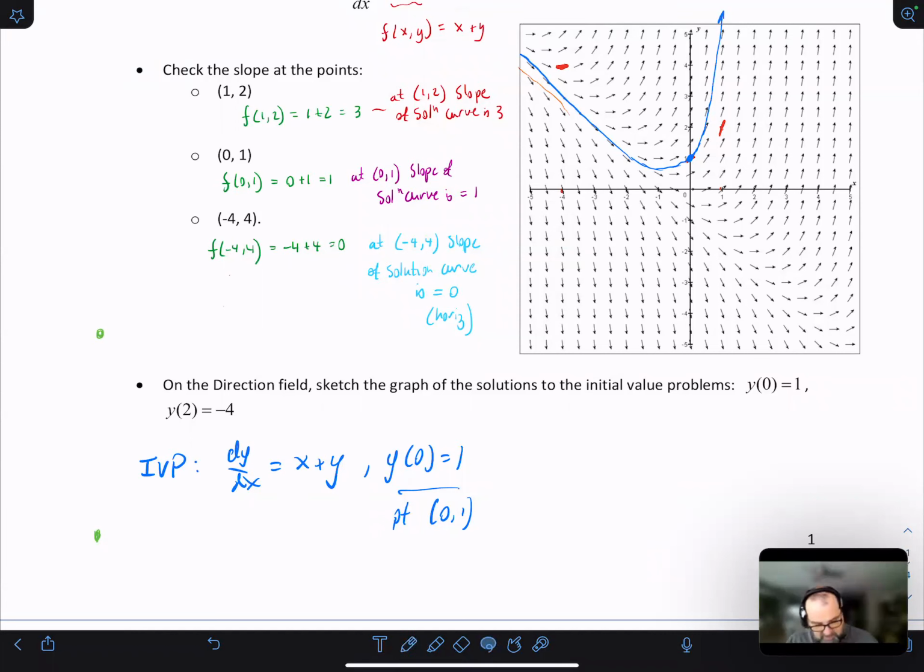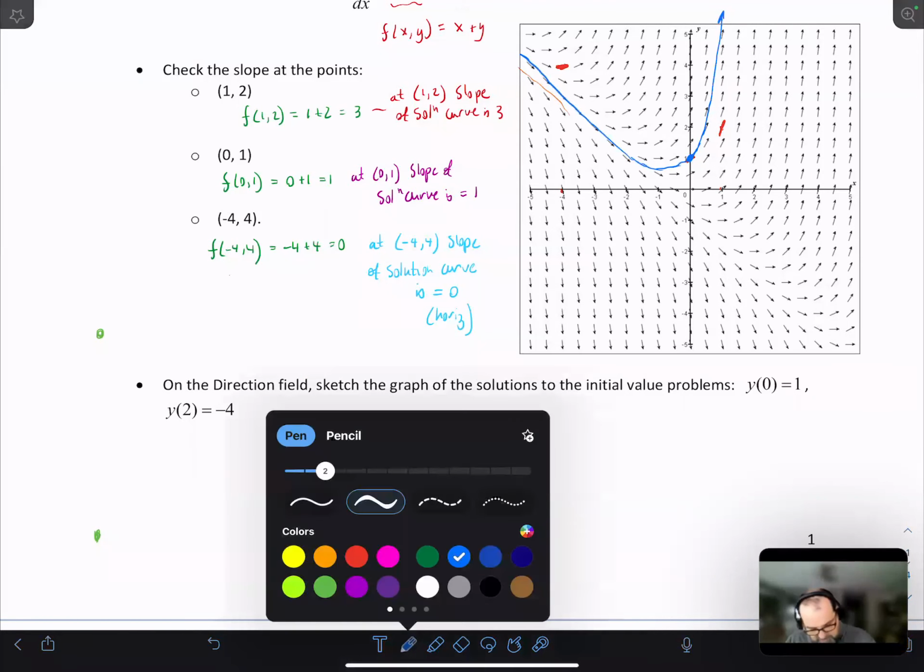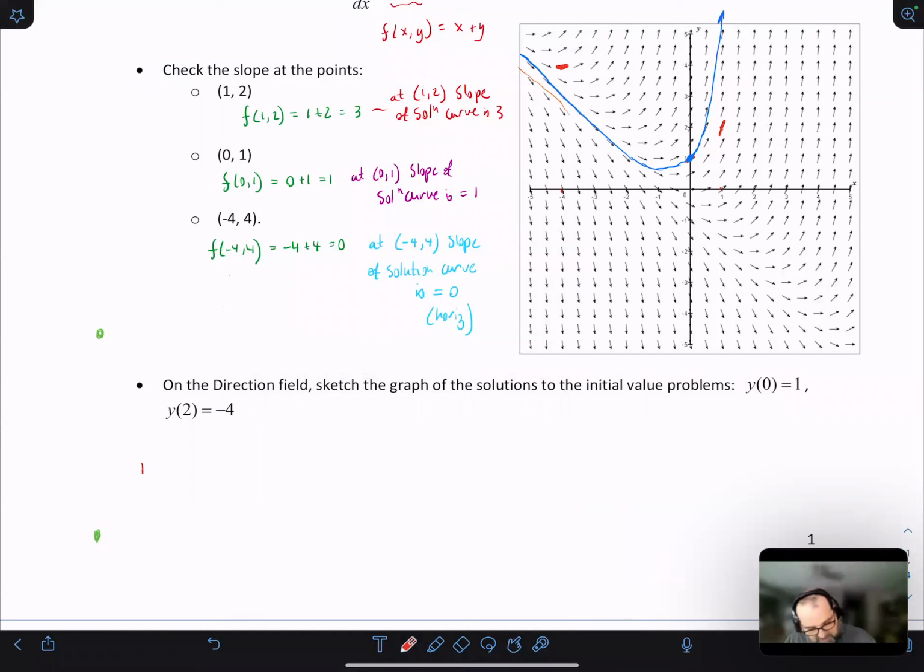Let's try the other one real quick. The other initial value problem, let's pick a different color, would have been dy/dx = x + y. And the condition here is y(2) = -4. So for us, this is an initial point (2, -4).